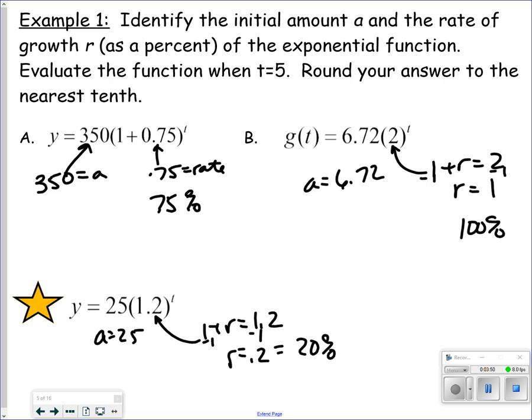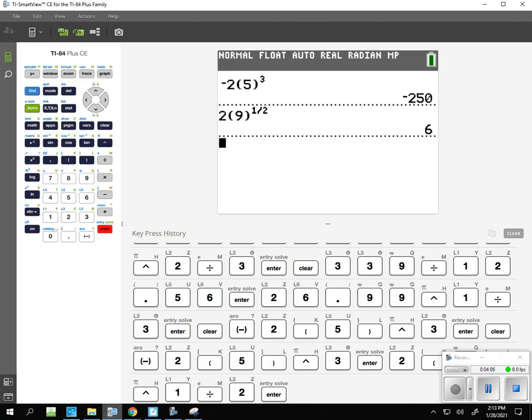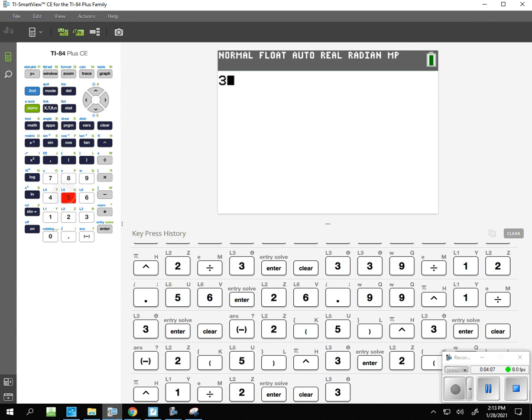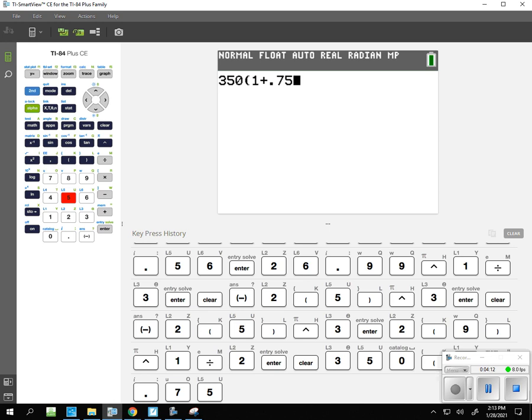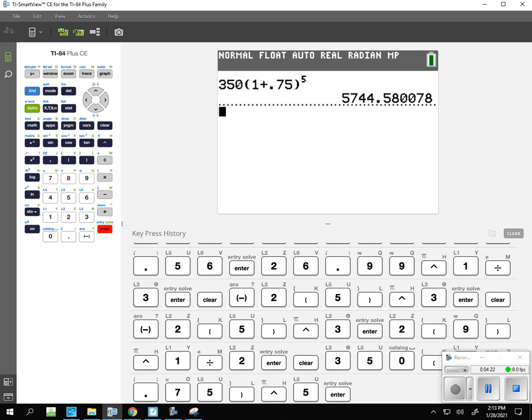Last one says T is 5. So this is a calculator exercise. In my calculator, I want to be able to type in 350, parentheses 1 plus 0.75, and then I want that parenthesis raised to the fifth. So I'm going to pull out a calculator, and we're going to do this. So 350, 1 plus 0.75 raised to the, and again, depending on how old or new your calculator is, depending on whether or not it actually writes it as an exponent, to the fifth. And then you're just going to hit enter and write down the answer.